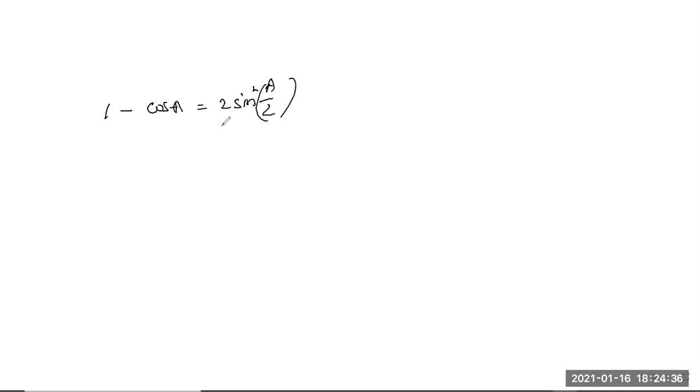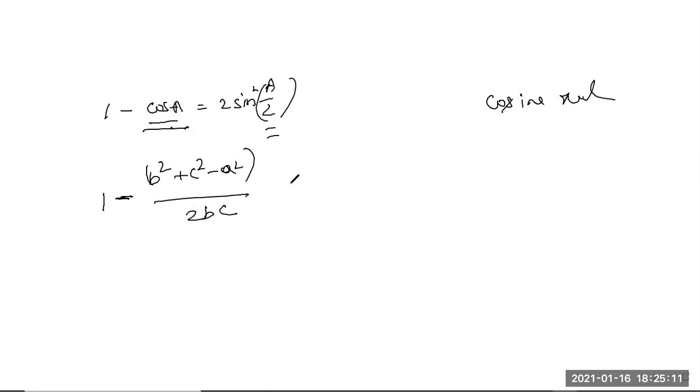Now if I want to relate this sin A by 2 with a, b, c, you know cos A in terms of a, b, c by using the cosine rule. What is cos A by using the cosine rule in terms of the sides? It is b square plus c square minus a square by 2bc. Okay, so I'm just expanding. I'm taking the RHS later. First I'm taking the LHS.